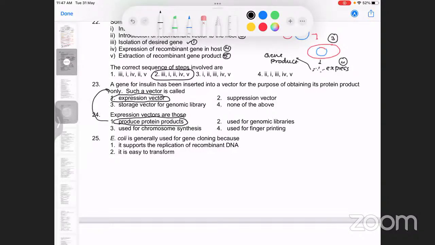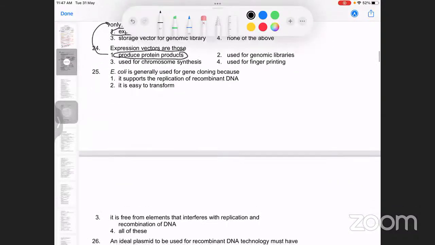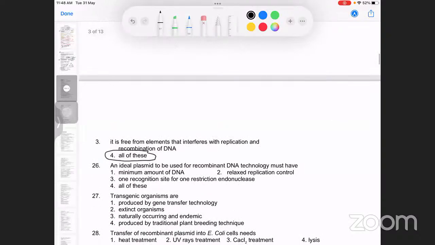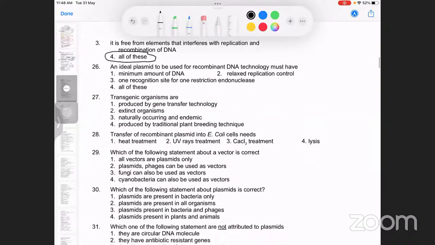E. coli is generally used as a gene cloning host because it supports replication of recombinant DNA. It's easy to transform. It's free from elements that interfere with replication and recombinant DNA. All of these. It supports replication of recombinant DNA. It is easy to transform. It is free from elements that interfere with replication of recombinant DNA.